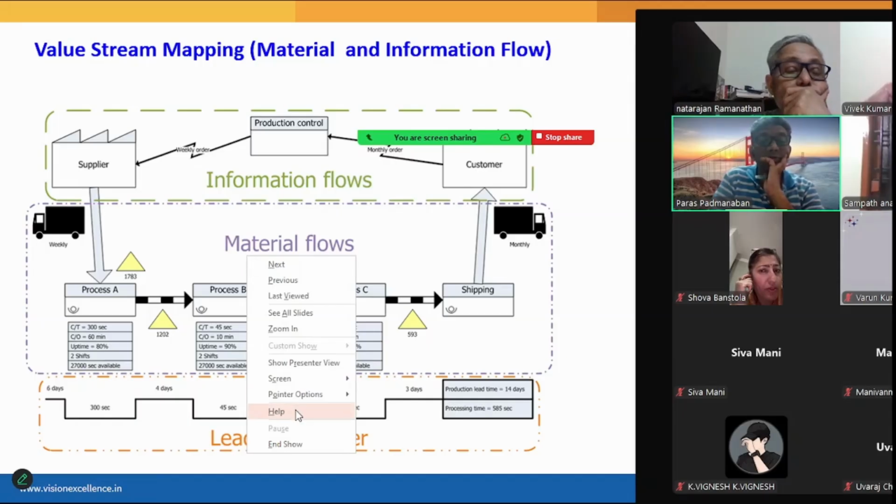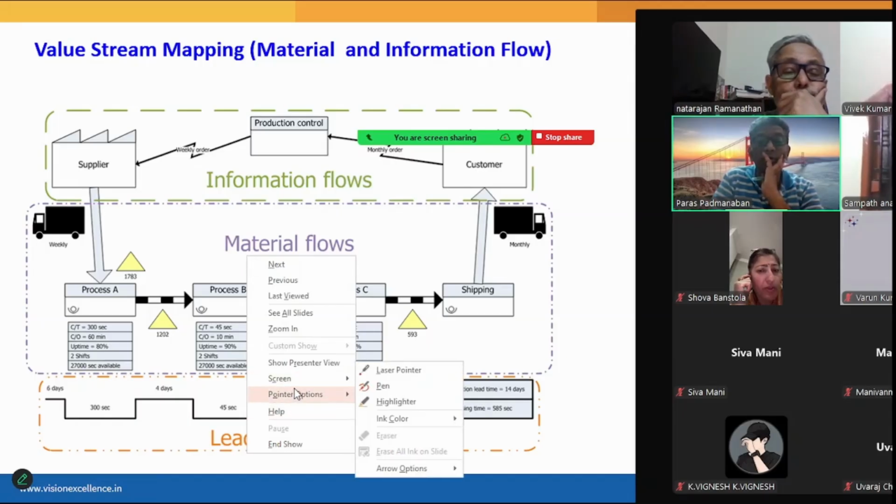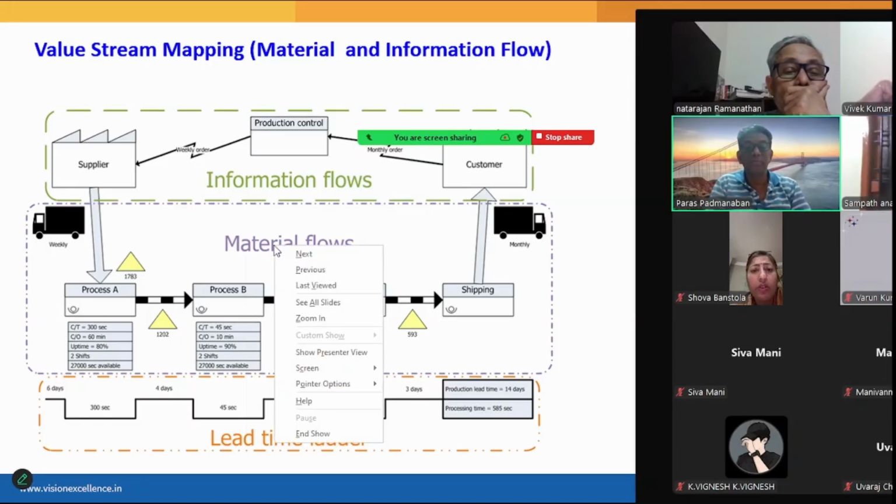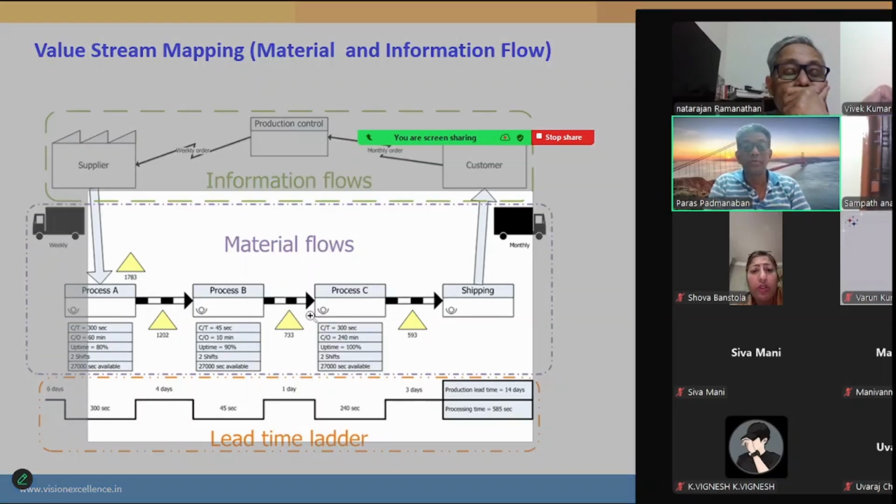Sir, the customer and supplier have the same designing, the symbols are the same. Yeah, no problem. Yes. I will just try to zoom in. This is the zoom in thing.